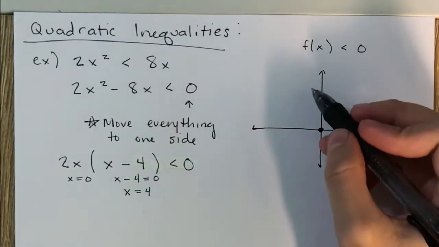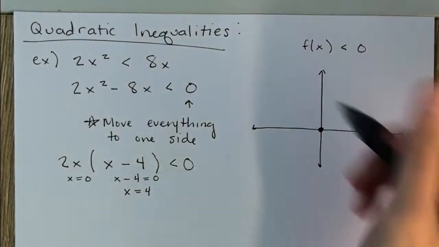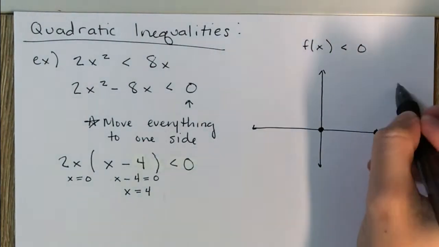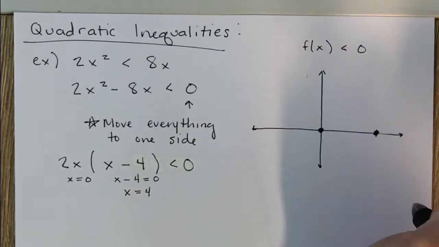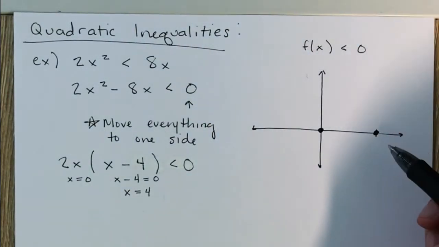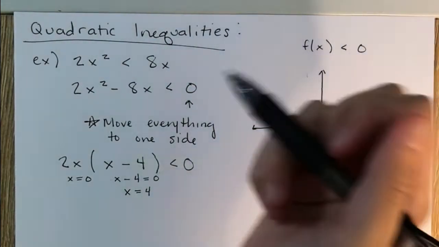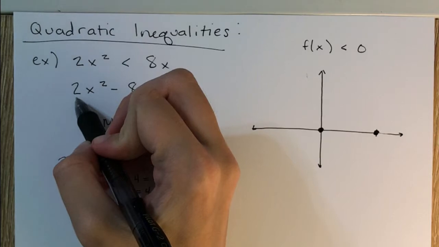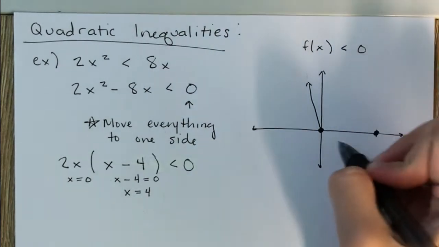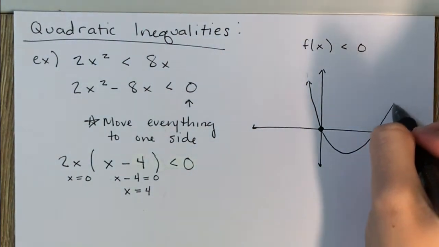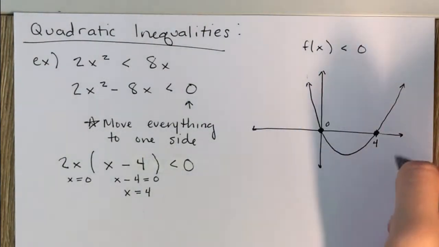Now, we know that either our parabola is going to open up like this or open down like this. Can we figure out which one it is by looking at the equation? Totally. What tells us whether a parabola opens up or down? Our leading coefficient. And our leading coefficient here is 2, right? It's the coefficient of the x squared term. So we know we're opening up. All right, so this is 4, this is 0.